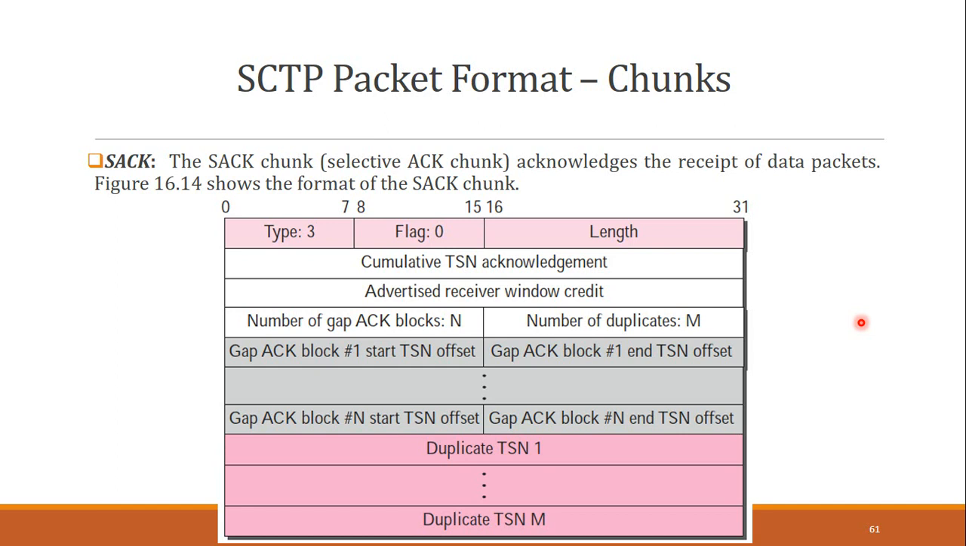Now, the cumulative TSN acknowledgement. This 32-bit field defines the TSN of the last data chunk received in the sequence. Then we have the advertised receiver window credit. This 32-bit field is the updated value for the receiver window size. Then we have the number of gap acknowledgement blocks. This 16-bit field defines the number of gaps in the data chunk received after the cumulative TSN.